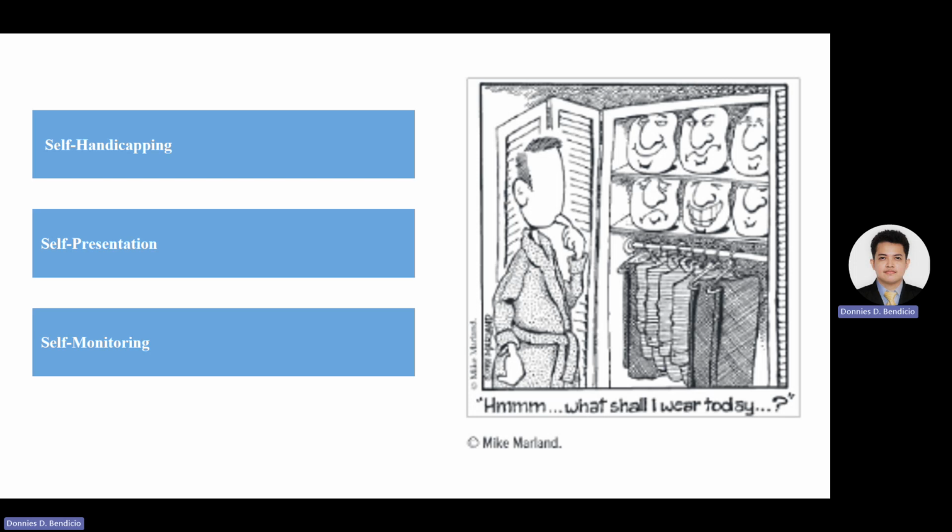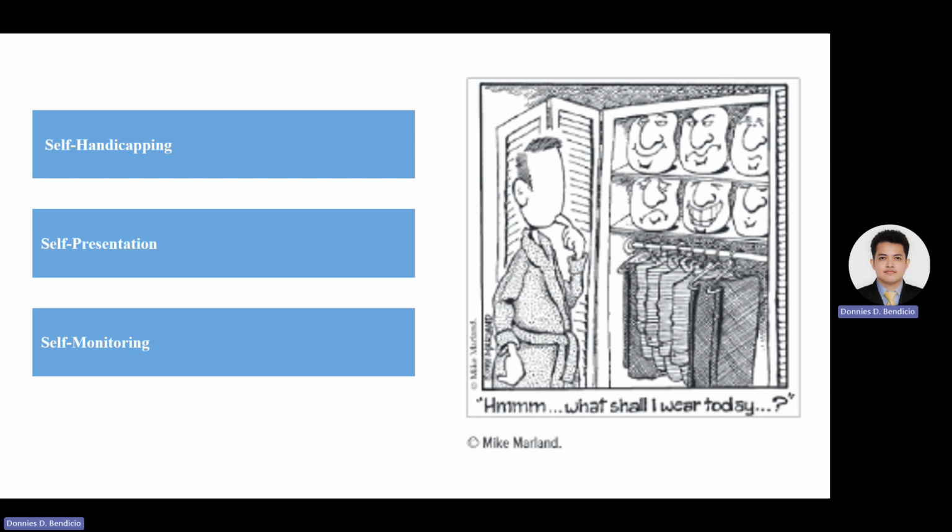Next is self-presentation. Self-presentation involves how people deliberately shape the way they appear to others. So think of it as a social performance. For instance, someone going to a job interview will carefully choose their attire, use positive body language, and highlight their strengths and achievements to create a favorable impression. So they want to present themselves in the best possible light to make a positive impact on the interviewer.